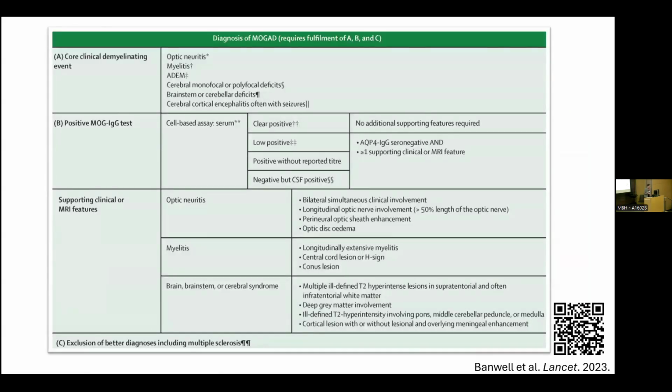This is the diagnostic criteria, which again is based on core clinical demyelinating events, like I mentioned, optic neuritis, myelitis, ADEM, and a positive serum MOG test. So this is one thing where normally we are all about the CSF, but in MOG, the serum is actually more reliable. And so really think about ordering just a basic serum MOG test. And then you also have the supporting clinical features, like I mentioned before: the optic neuritis, myelitis being more longitudinally extensive as opposed to short segment. So this is also a helpful resource when you're thinking about whether this patient actually meets criteria for MOG.